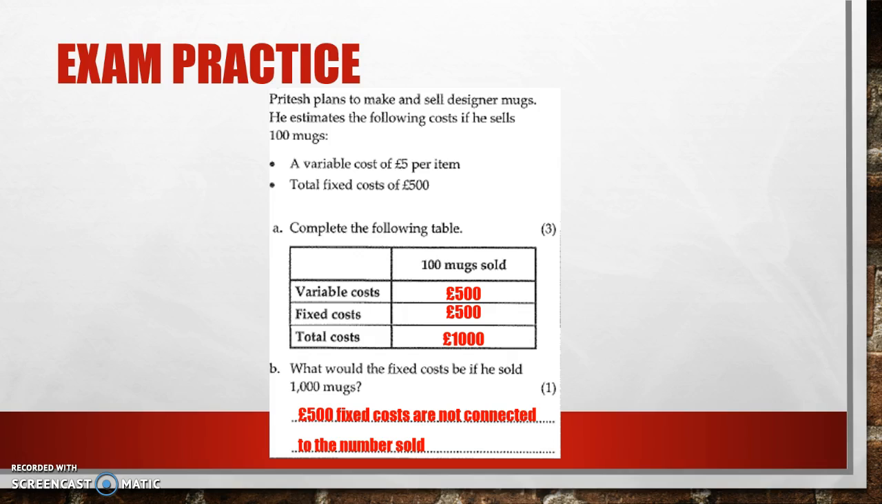What would the fixed costs be if you sold 1,000 mugs? As I've just said, it doesn't matter, the fixed costs are not connected to the number sold, and therefore it remains the same.